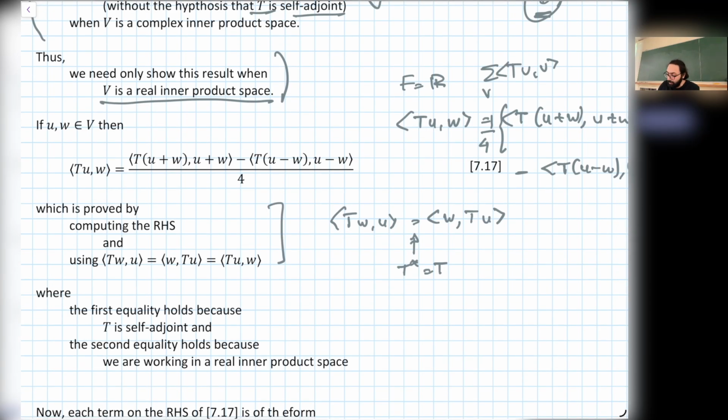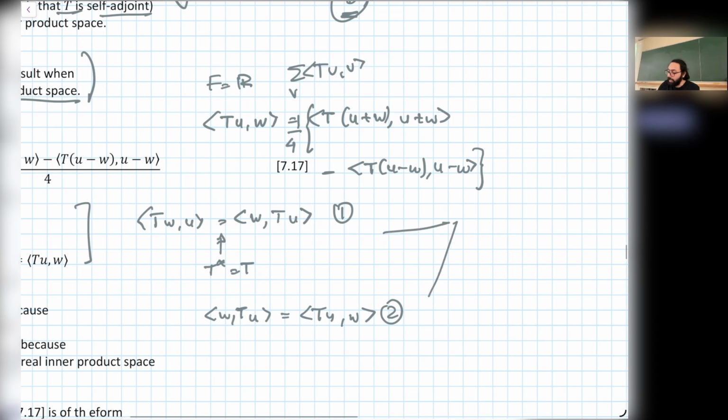And the next part is just that you're working in real space, right? So complex conjugation doesn't change anything. So <w, Tu> is the same as <Tu, w>. So you're going to use this fact, and then you just calculate and use 1 and 2. Okay.